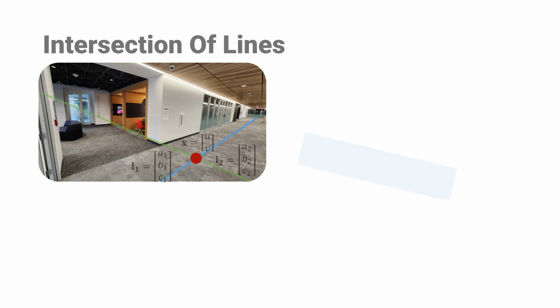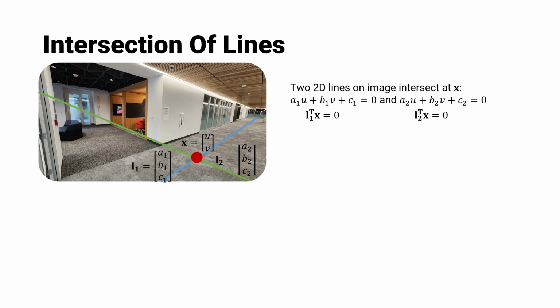So now to find the intersection of two lines, so that we can find this vanishing point, two 2D lines intersect at x. Let's call them a1u plus b1v plus c1 is equal to 0, and so on for a2u plus b2v plus c2 is equal to 0. We can easily write this just like before. We have swapped the transpose, so it's L1 transpose x equal to 0 and L2 transpose x equal to 0. We know that x is the point of intersection which lies on both the lines.